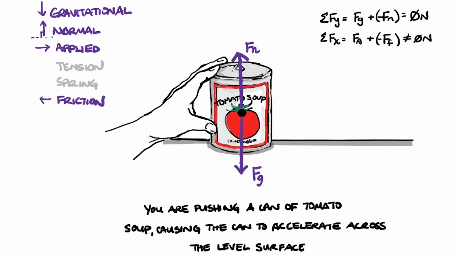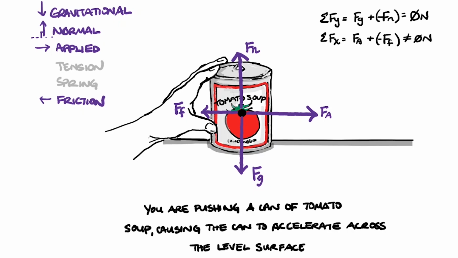And finally, since the can is accelerating in the direction of the applied force, we would draw the applied force to be greater in size than the force of friction. There's our free body diagram and a mathematical representation of the forces in both directions.